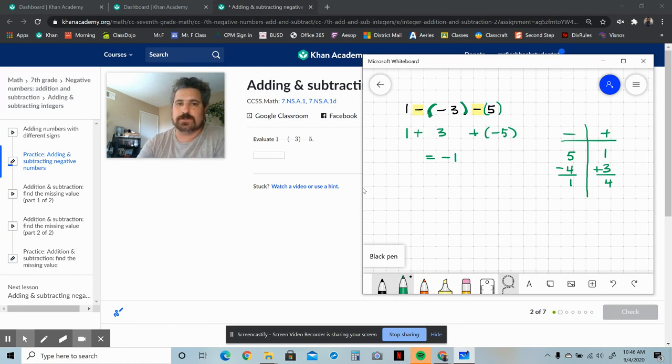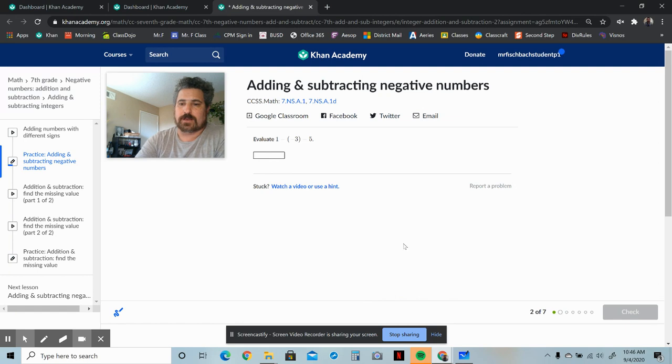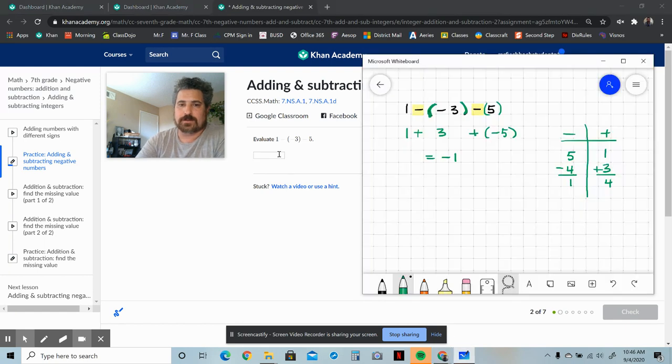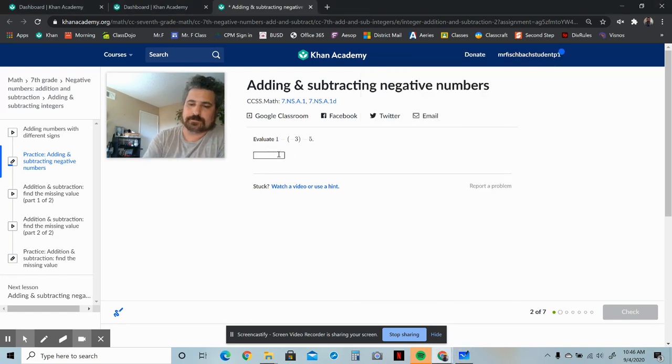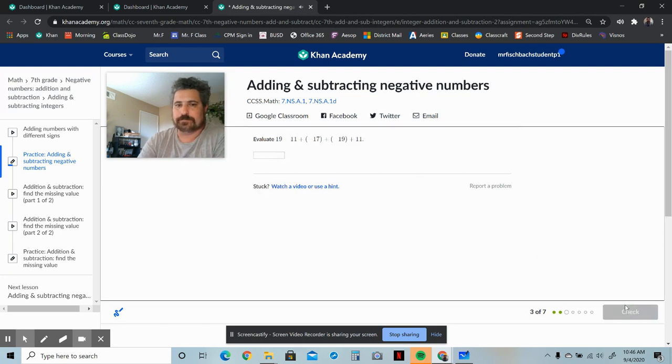So those steps there are real simple. Just find your subtraction, rewrite your subtraction as addition. Remember, subtraction is the same as adding the opposite. Put it on a scoreboard or use any other adding integers method you're comfortable with. All right, so the answer here should be a negative 1. Let's put it in. And let's do the next problem.